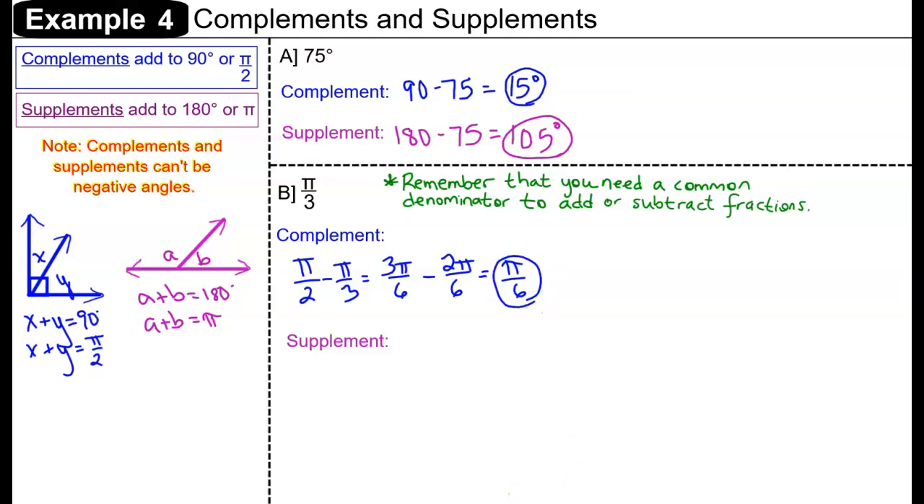Okay, to find the supplement of pi over 3, they have to form a linear pair or add up to pi radians. So pi minus my given angle, pi over 3. Again, I need a common denominator to combine my fractions, so I'll use that denominator of 3. And 3 pi over 3 minus pi over 3 gives us a supplement of 2 pi over 3.